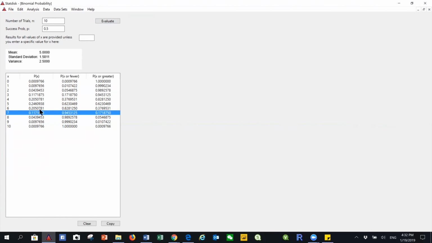So for example, what is the probability x equal to 7? That's 0.1171875. And what is the probability that x is less than or equal to 7? What's the probability that x is greater than or equal to 7? 0.1718. So you have this table available.